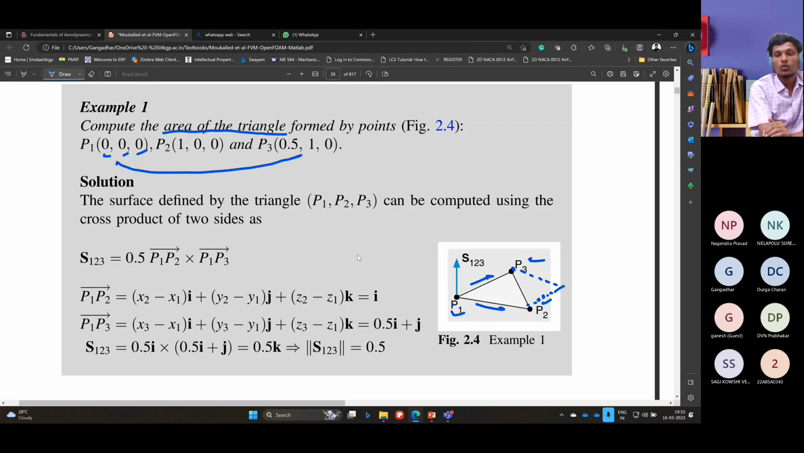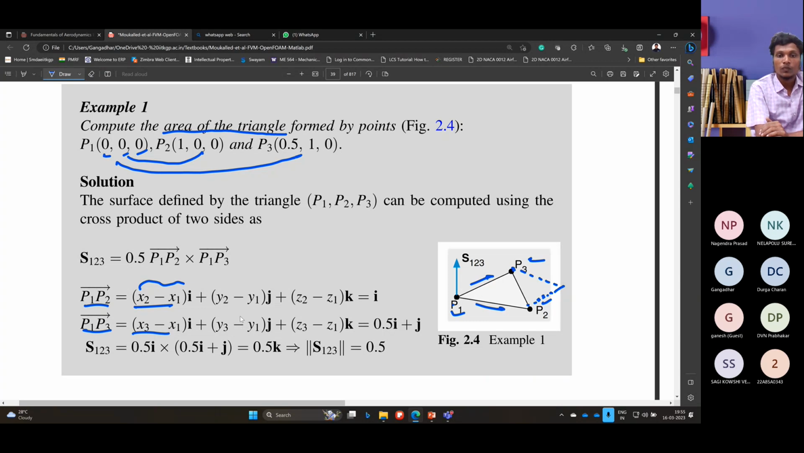Okay, based upon these two, we need a vector from P1 to P2. You just need to subtract the details to get the exact distance from P1 to P2 and P1 to P3. Then you will get the vector like this, x2 minus x1, that is the P1 P2 vector and the P1 P3 vector. Once you get the P1 P2 vector and P1 P3 vector, just do the cross product.